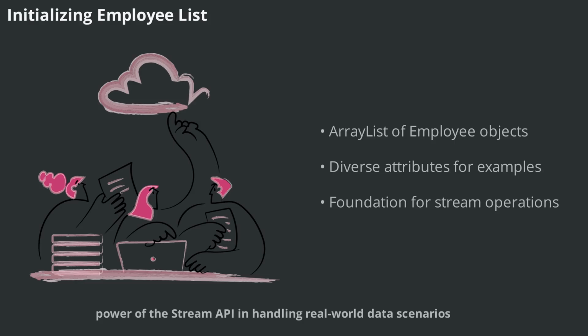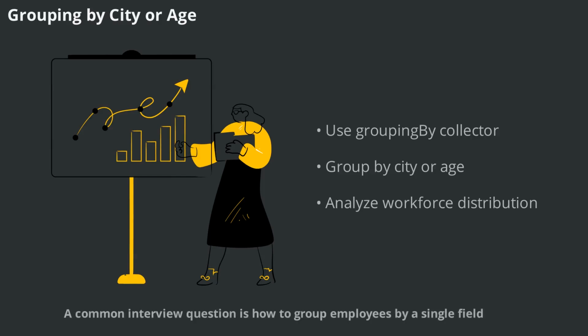A common interview question is how to group employees by a single field, such as city or age. Using the Stream API, we can easily group employees by calling the groupingBy collector. For example, grouping by city helps us see how many employees are in each location, while grouping by age can reveal workforce demographics. This operation is not only useful for interviews, but also for real-world analytics.